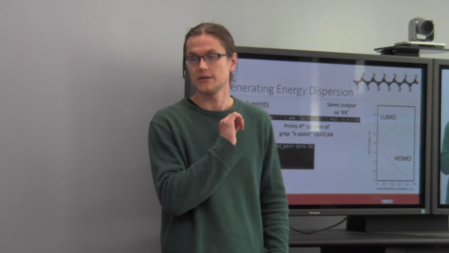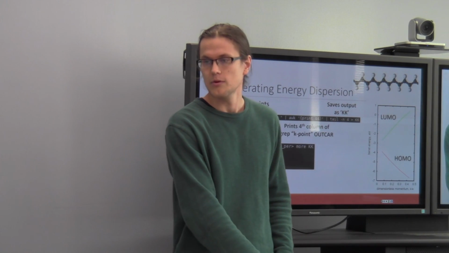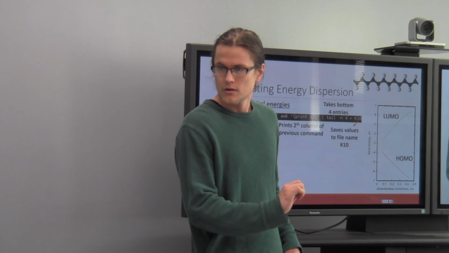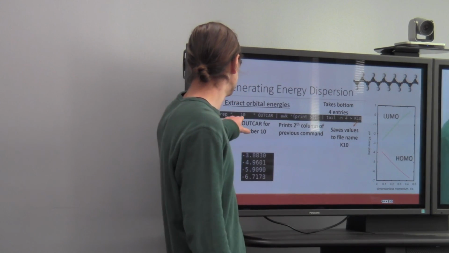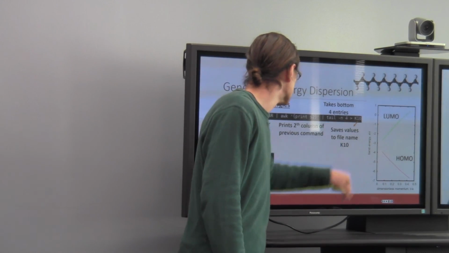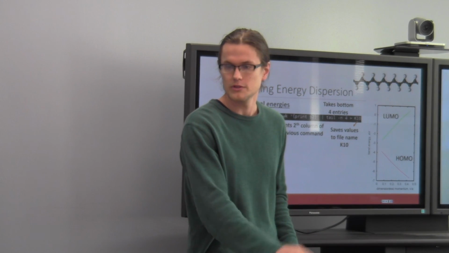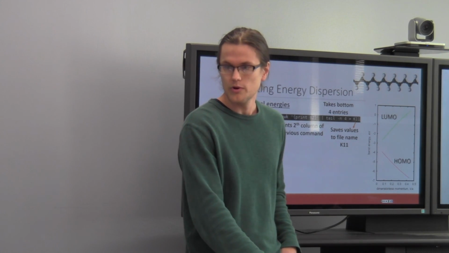So first we want to extract the k points. So the top line just explains how to pull out the k points and save them as a KK file, which shows the 4 k points that I plotted. And then we want to extract the orbital energies, so grab the 10th orbital energy, save it as K10, and it saves the 4 corresponding orbital energies for those k points. And then do the same thing for the 11th to get the LUMO orbital energies.